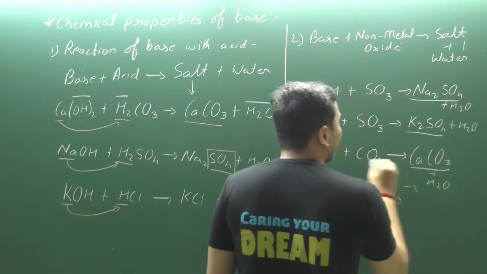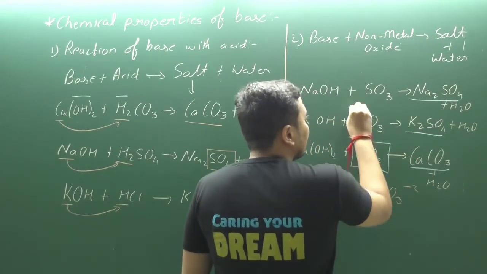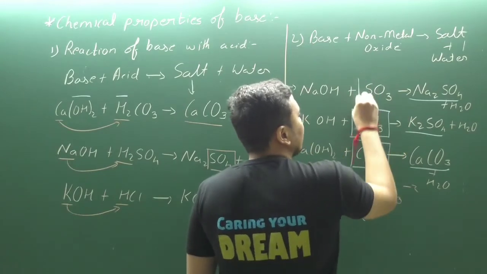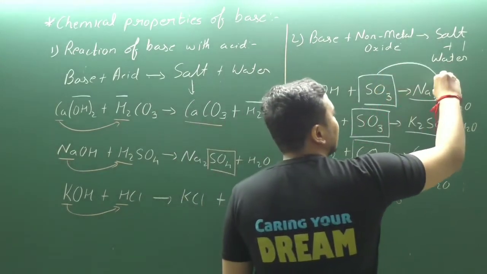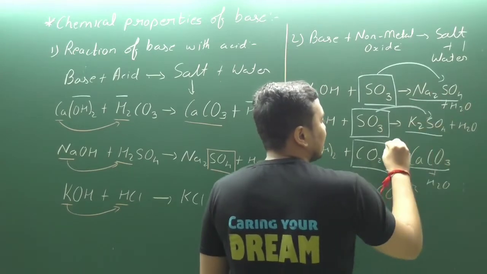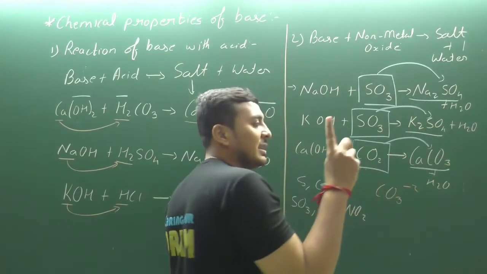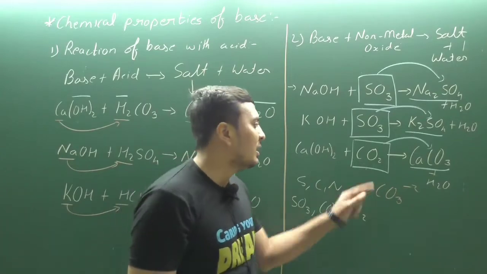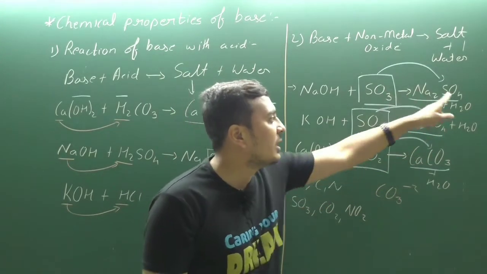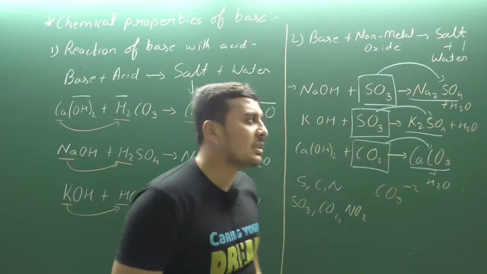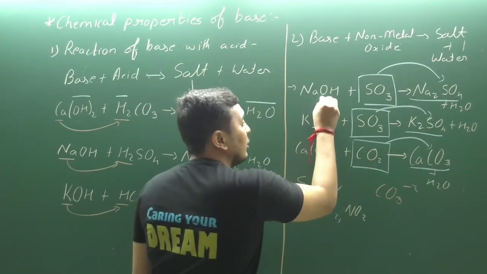So the salts formed here are totally dependent upon the type of non-metal oxides, that is directly linked. Clear? Just increasing the oxygen by one number. Here there are 2 oxygen, here 3 oxygen, here 3, 4. And where do they get this oxygen? They get this oxygen from the base.